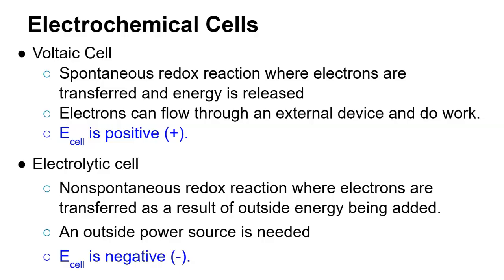Electrolytic cell, you have a non-spontaneous redox reaction where the electrons are transferred as a result of the outside energy being added. So what does this mean? This means you're taking electrical energy and converting it into chemical energy. Or you're using electrical energy to run a chemical reaction that otherwise would not occur. So you have some type of power source in this, and when you calculate the E value, which we'll talk about again in a minute, it will be negative.